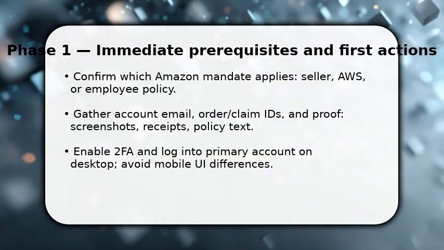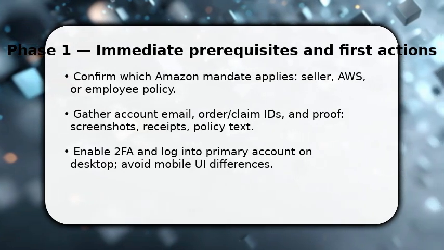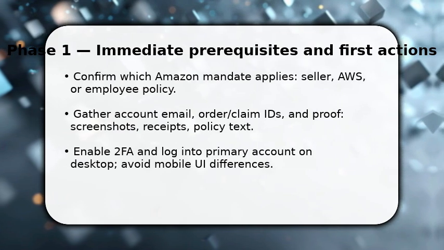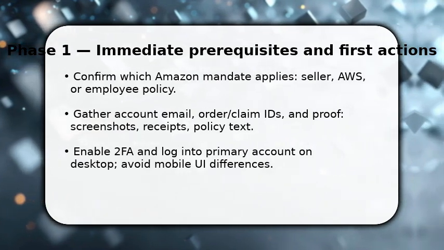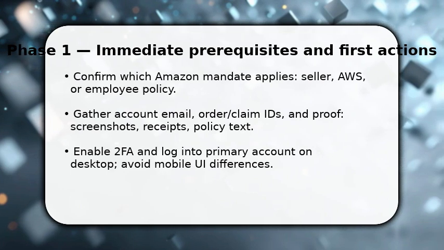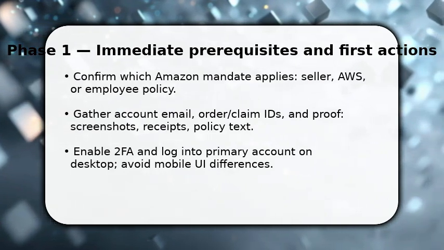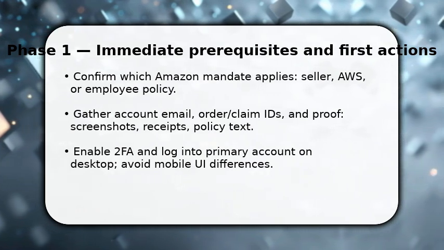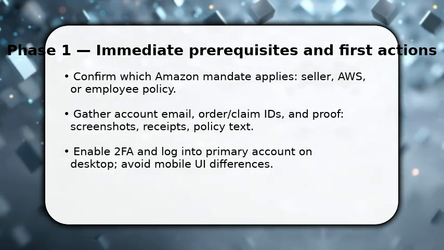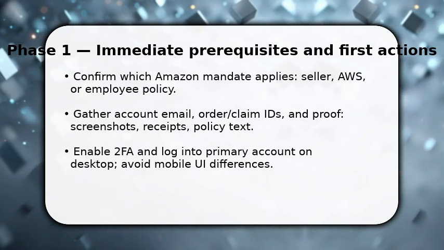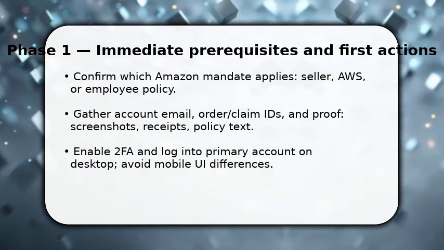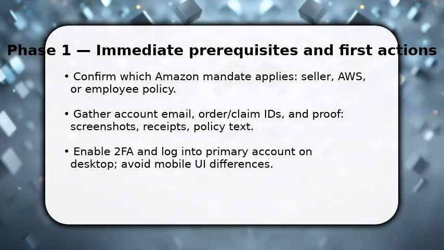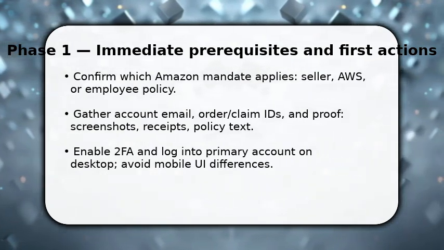You start by confirming which Amazon mandate you need to cancel, seller, Oz, or an employee-related policy, because the path differs. Once identified, gather the essentials: account email, order or claim ID, and screenshots of the mandate. Log into the primary account on a desktop and enable two-factor authentication. This reduces friction during verification. Now, navigate to the specific policy page so you're ready to take the first actionable steps without delay.